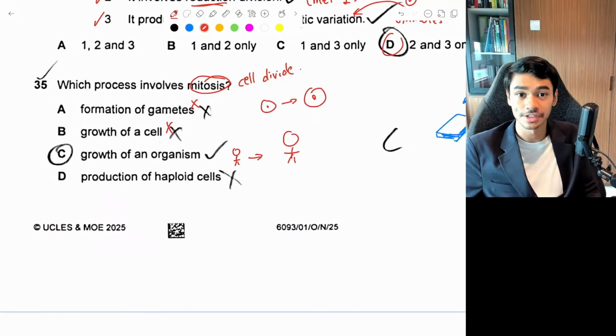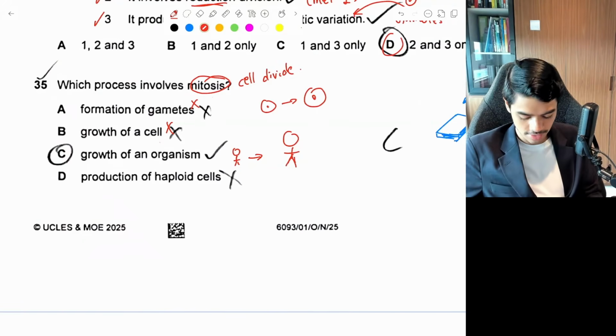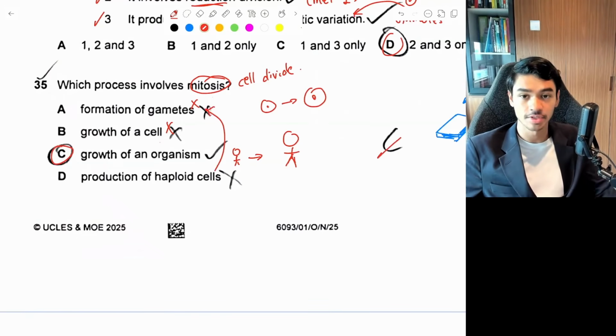Then growth of an organism, let's say when you were a baby and now you are a bigger teenager. So what changed? Is it that your cells grew bigger? No, you actually had to increase your number of cells. To increase the number of cells, you need cell division by mitosis. So C is the answer. Then D says production of haploid cells. Again, that is the same. It is meiosis, same as A.